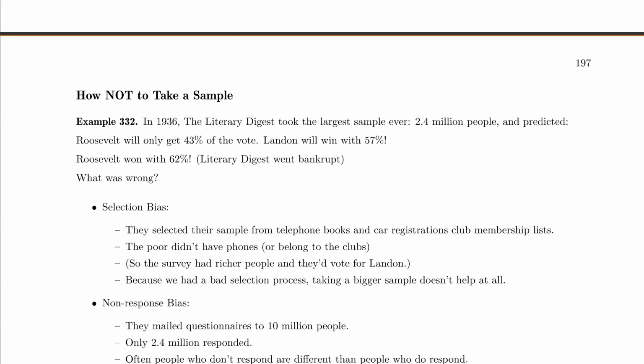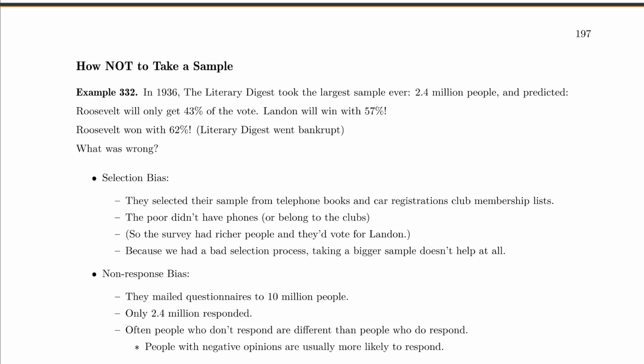Now, here are a bunch of things on how to not take a sample. We have to tell you the bad examples, so then when you see examples like this when you read an article, you realize that it's bad and you don't have to trust those results. So this is a famous example. In 1936, the Literary Digest took the largest sample ever, 2.4 million people, and they predicted that Roosevelt would only get 43% of the vote. But Roosevelt actually won with 62%. This was such a huge deal that Literary Digest went bankrupt after this.